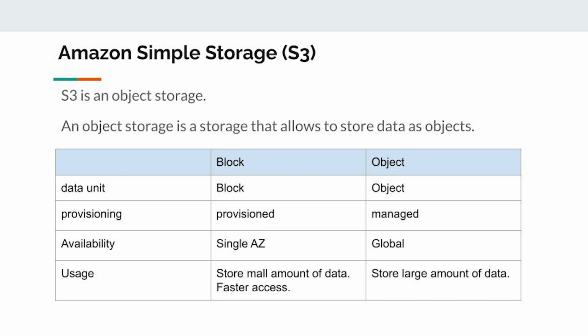S3 is an object storage. Object storage is a storage that allows you to store data as objects. Objects are organized into buckets.